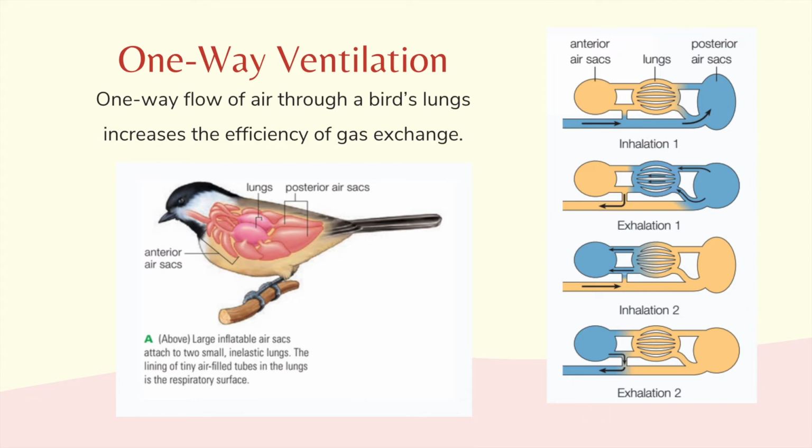The first inhalation draws fresh air into the posterior air sacs. During the first exhalation, this fresh air moves from the posterior air sacs through tiny tubes in the lungs. The lining of these tubes is the bird's respiratory surface. During the second inhalation, the air that was in the lungs moves into the anterior air sacs. And finally, air exits these air sacs during the second exhalation.